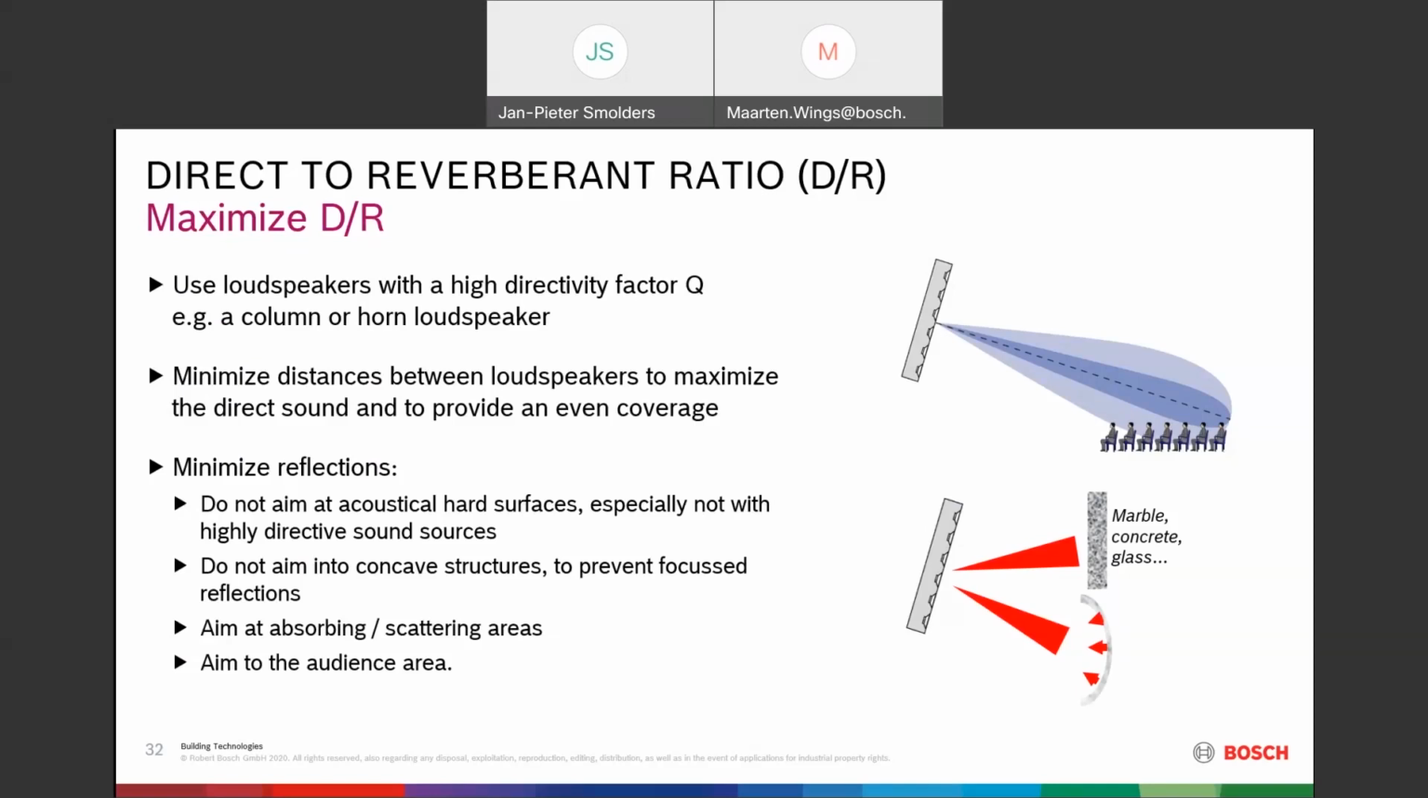Don't aim it at concave constructions. You can imagine, like you see here on the right, if sound is traveling into a concave construction, it is reflected to the central point. So around here somewhere, you will have a lot of energy coming back from that construction. Aim at absorbing or scattering areas so that the reflections are scattered around the room. And the best thing to do is to aim at the audience where people are sitting, the listening plane.